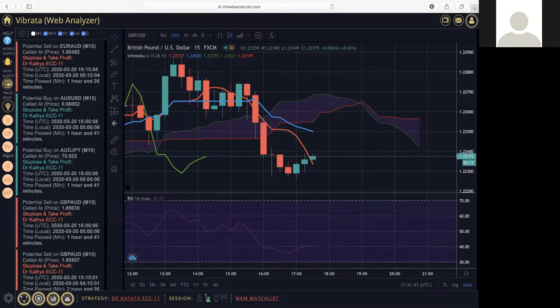Have the red and the blue lines crossed over? Yes, they have. Is the red line below the blue line? Is it above or below? The red line, is it above or below the blue line? 100%.